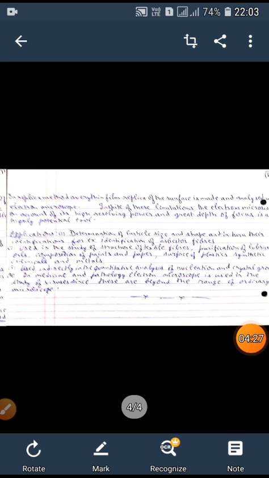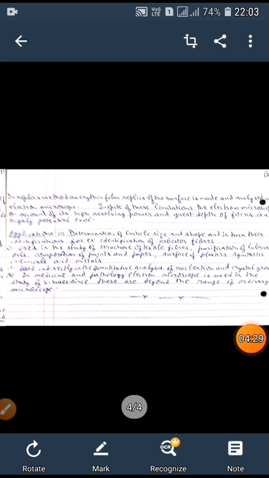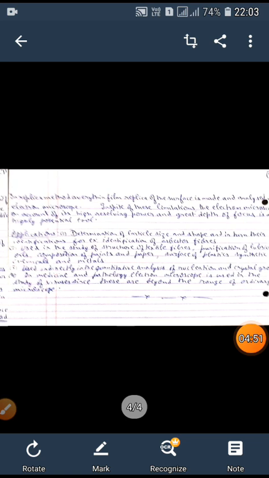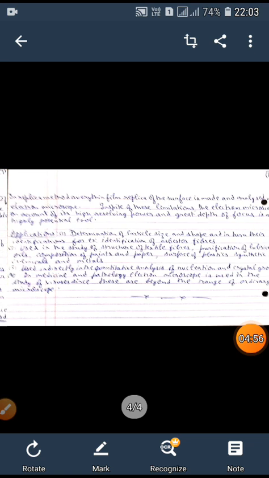in the study of the structure of textile fibers, purification of lubricating oils, composition of paints and paper, surface of plastics, synthetic chemicals, and metals. Electron microscopy is also used indirectly in the quantitative analysis of nucleation and crystal growth. Electron microscopy finds its use in medicine, especially in pathology, where the electron microscope is used in the study of viruses, since these are beyond the range of the ordinary microscope.